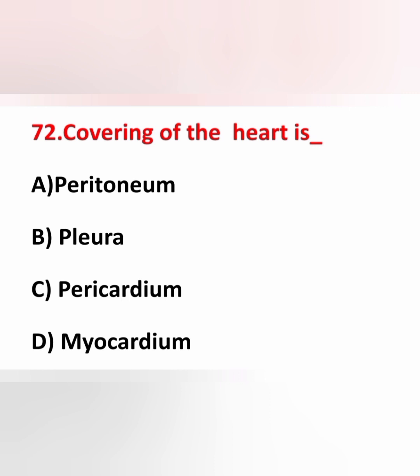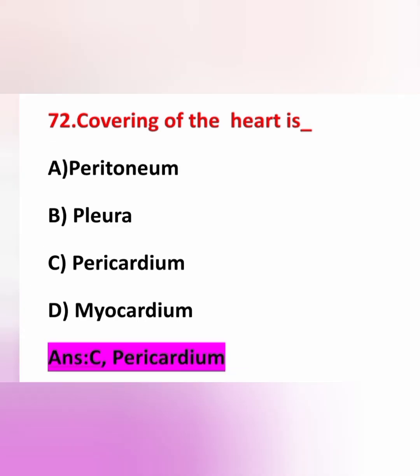Question number 72. Covering of the heart is known as. Options are option A peritoneum, option B pleura, option C pericardium, option D myocardium. Here question is which is the covering of the heart, and the correct answer is option C pericardium is the correct answer. And the remaining option we can see the peritoneum.